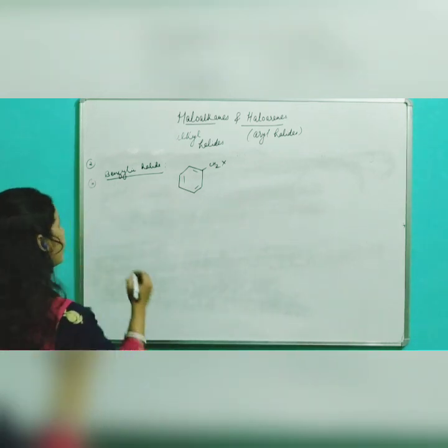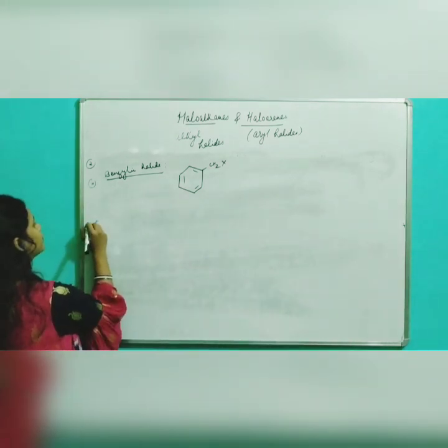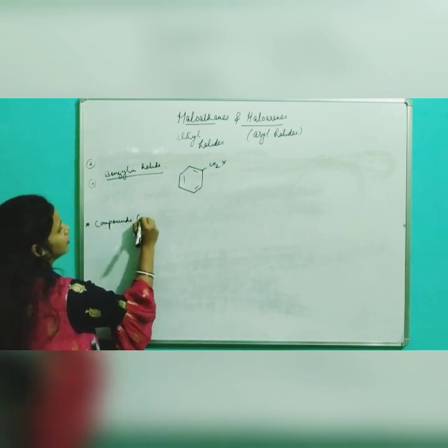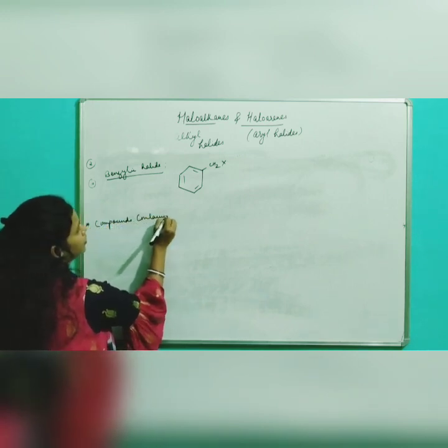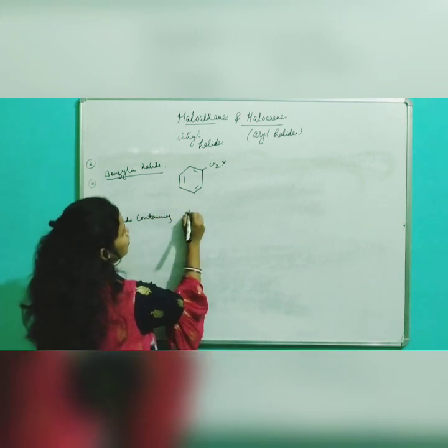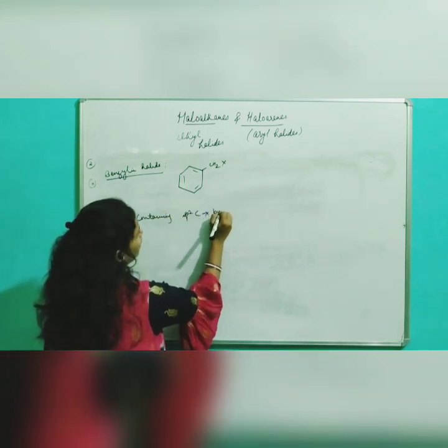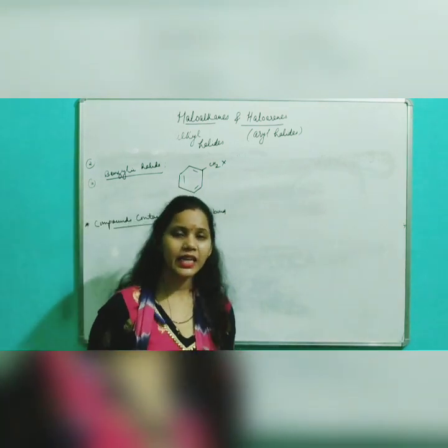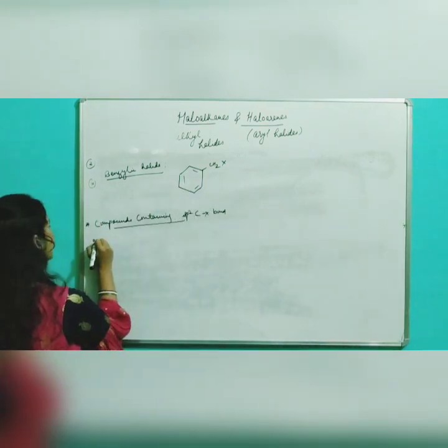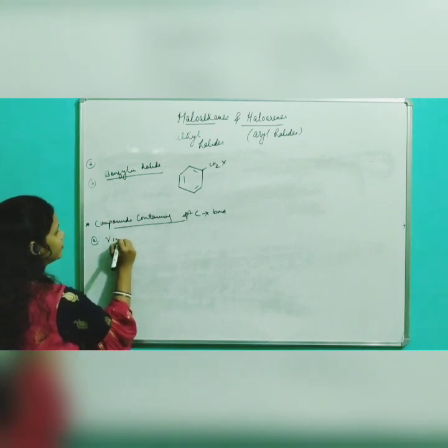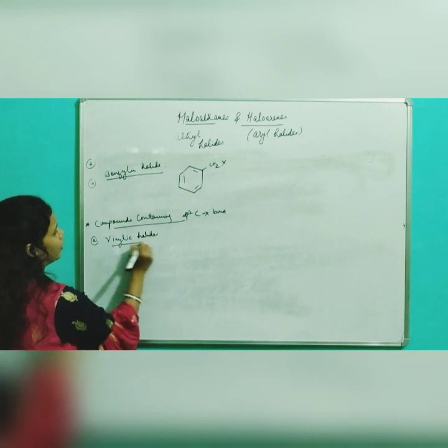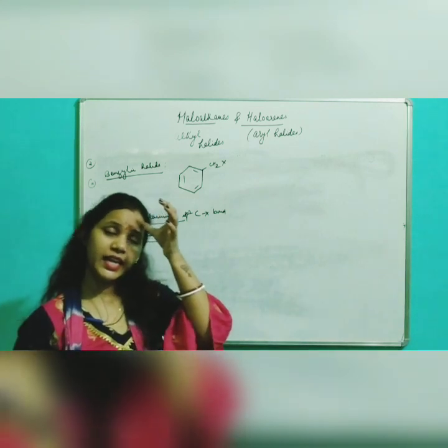Next we have compounds containing the sp2 C-X bond. We have done allylic, now we have vinylic halides. There is a difference between allylic and vinylic. Vinylic halides. Then what are vinylic halides?